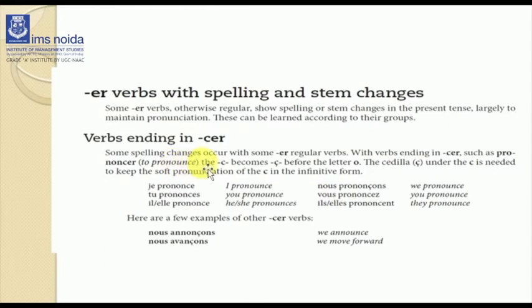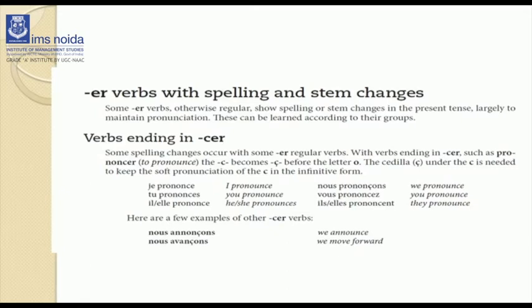Some spelling changes occur with some regular ER verbs, with verbs ending in CER, such as prononcer, which means to pronounce. The C becomes C cédille before the letter O. The cédille under the C is needed to keep the soft pronunciation of the C from the infinitive form.